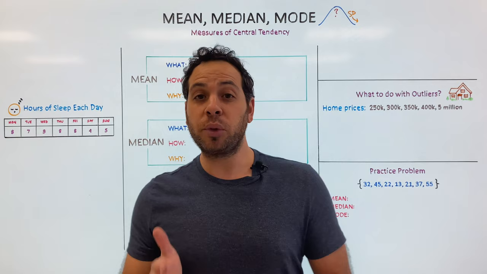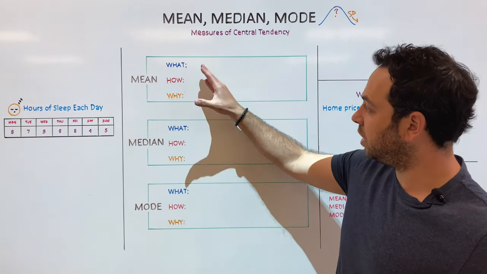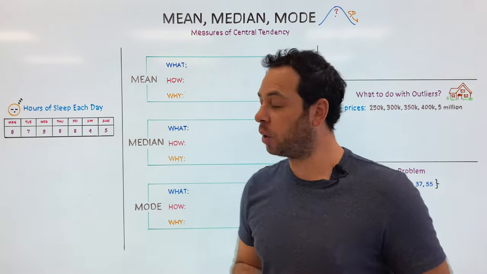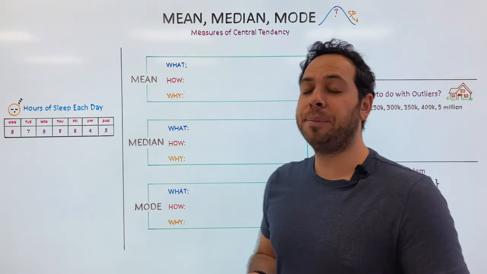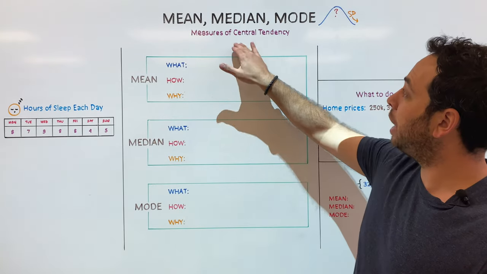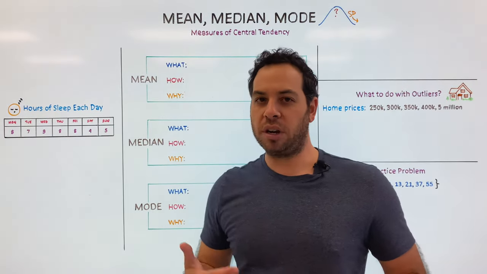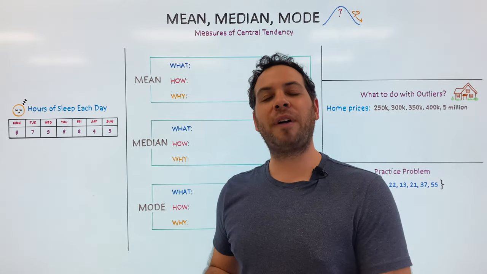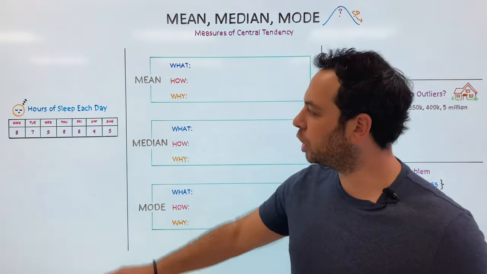Now, in this video, there are three things we're going to discuss: the what, the how, and the why. What is the mean, the median, and the mode? How do we find the mean, the median, and the mode? And why would we use one particular measure of central tendency over another? So let's get started.